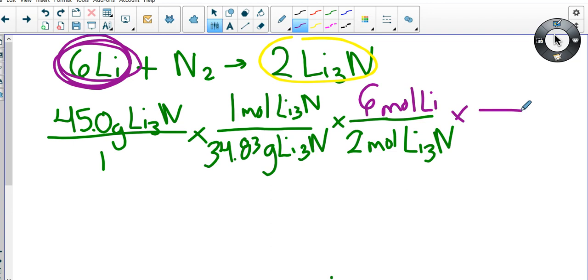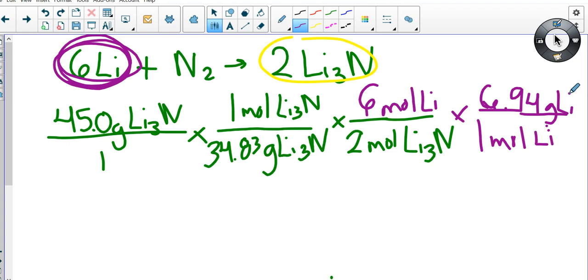So now I gotta go to grams, right? So what am I gonna put for moles on the bottom? I'm on one hand. 1 mole. And that is 6.94 grams of lithium. So when you put all this in your calculator, you have to use parentheses on the bottom or divide twice, your choice. 45 times 6 times 6.94 equals.